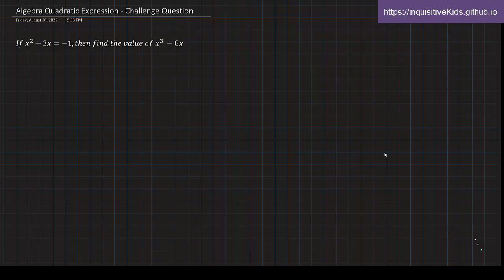In this video we will be looking at a challenge question, so let's get started. If x squared minus 3x is equal to negative 1, then find the value of x cubed minus 8x. So we're trying to find the value of x cubed minus 8x.